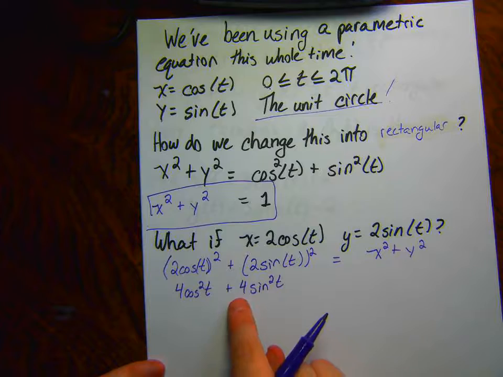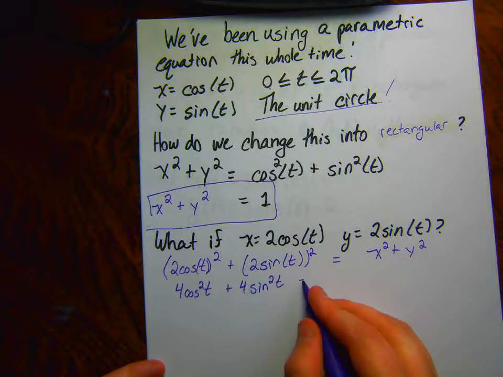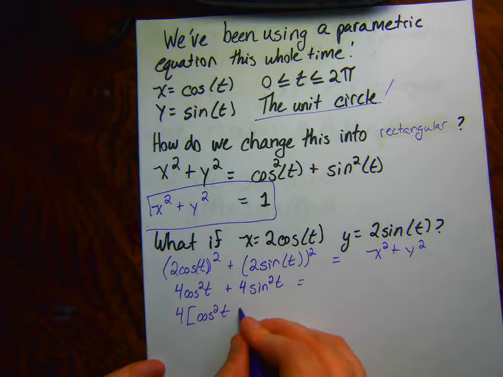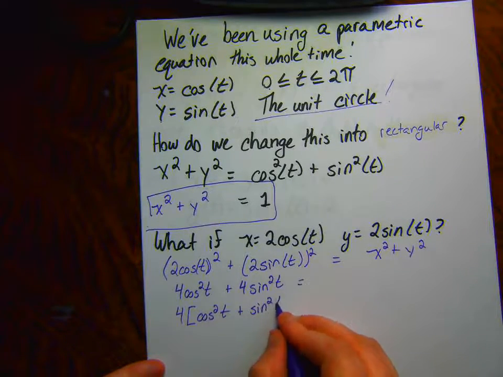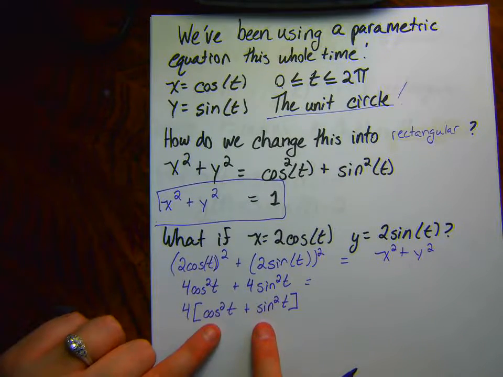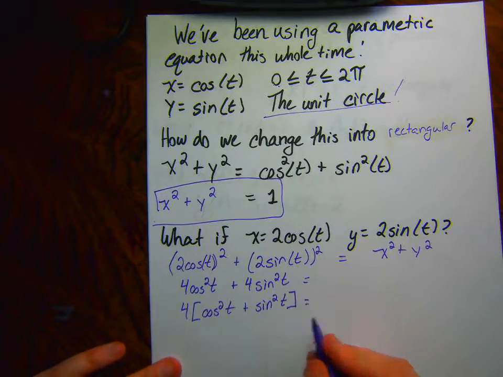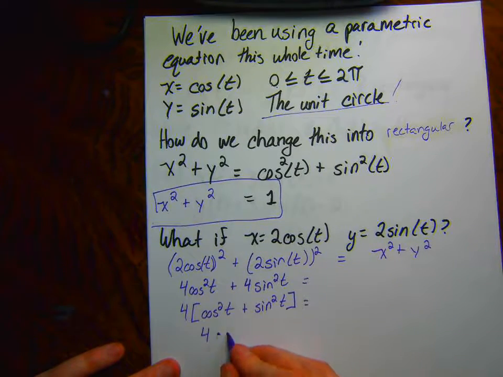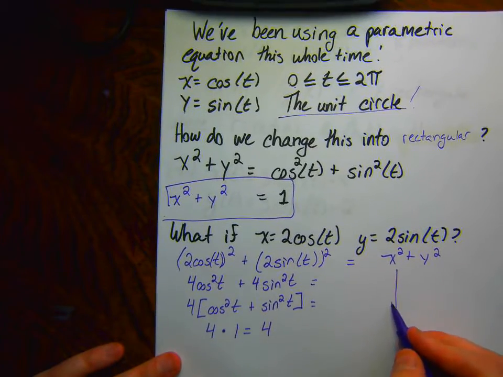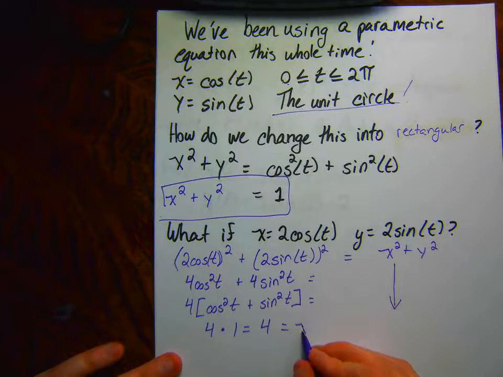Right, I'm going to pull this 4 out since they both have it, and that's going to give me 4 times cosine squared t plus sine squared t. Now, remember the Pythagorean theorem: cosine squared plus sine squared equals 1, so that's going to be 4 times 1, which is 4. So we get that x squared plus y squared equals 4.